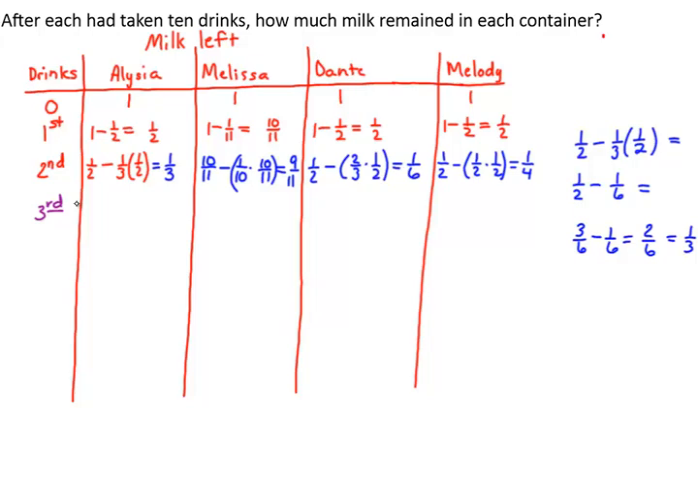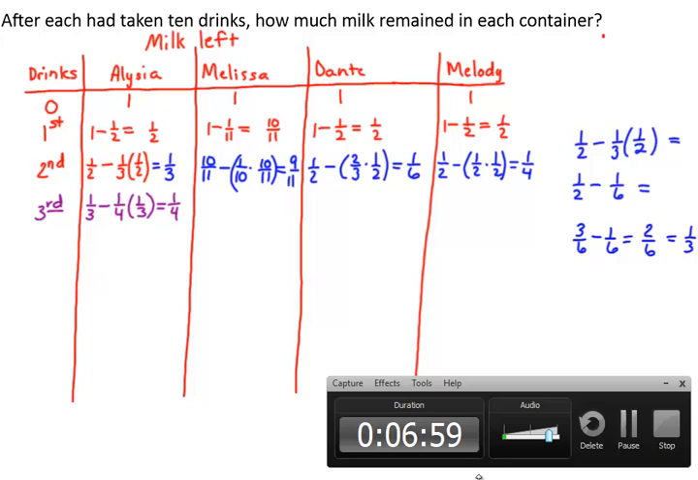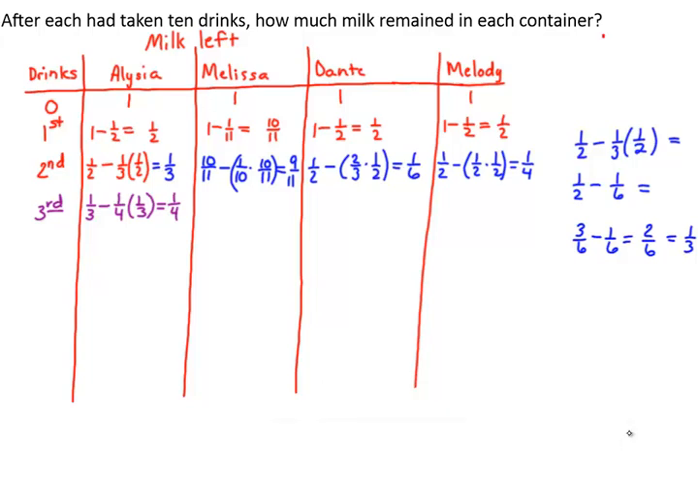After she drank 1/3 of what was left, then she drank 1/4 of what was left. So we have 1/3 minus 1/4 of what was left. And when we do that, we end up with 1/4. For Melissa, after she drank 1/10 of what was left, then she drank 1/9 of what was left.